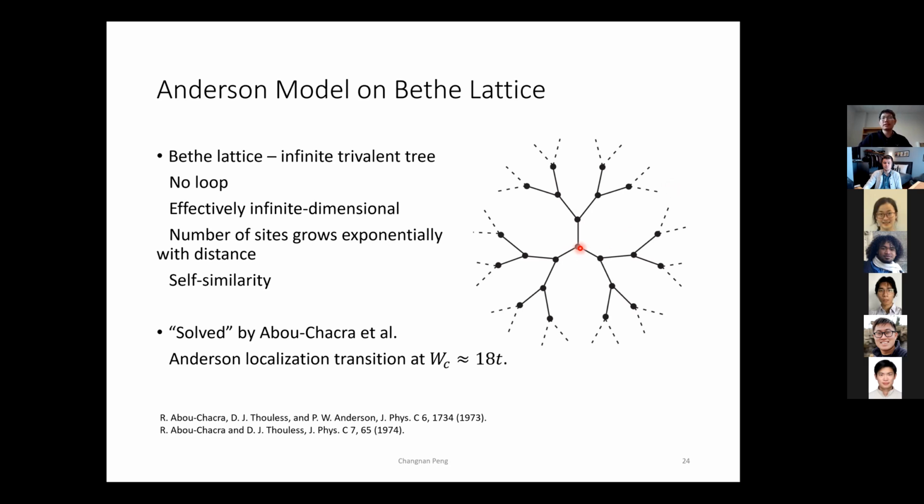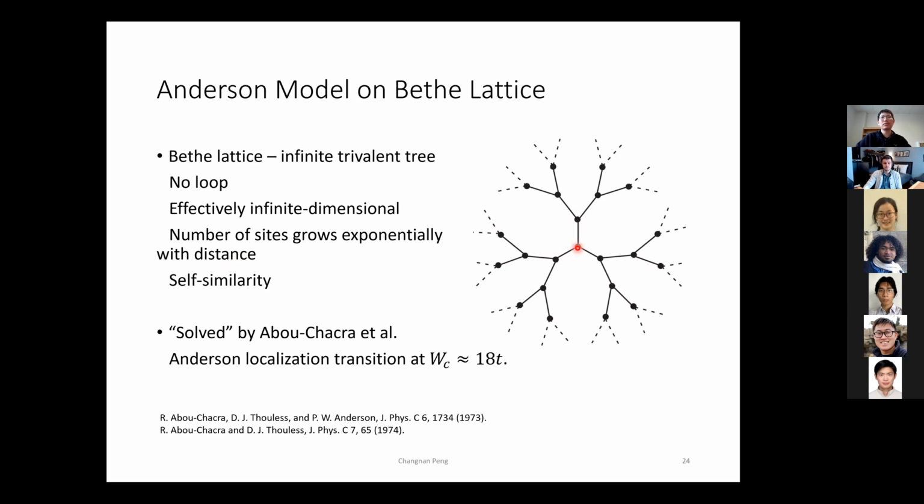So each lattice site is connected with 3 other lattice sites, and then it extends to infinity and is loopless. So this is the Bethe lattice. It's a tree, which means it's loopless, and effectively is infinite dimensional. We can see that from how the number of sites grows with the distance. So dimension is defined in that way.